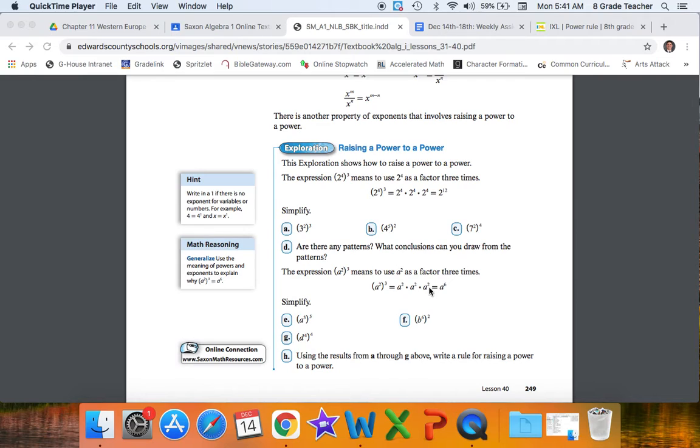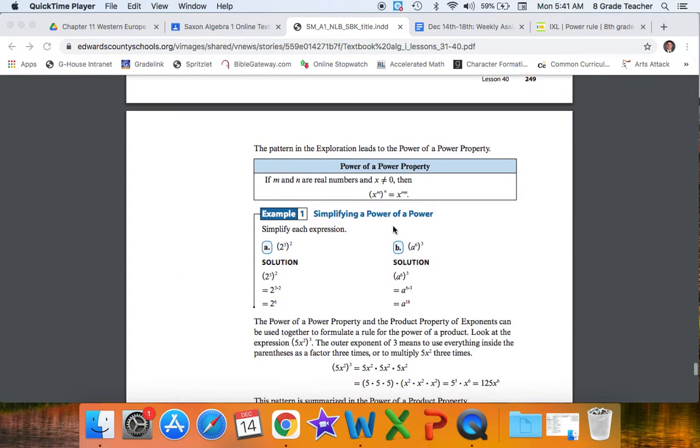Letter G, d to the 4th to the 4th would be d to the 4th times d to the 4th times d to the 4th times d to the 4th, or the shortcut says 4 times 4 is 16, so it would be d to the 16th. Letter H asks you to use the results from A through G to write a rule for raising a power to a power, and that shows up right here at the top of the next page.